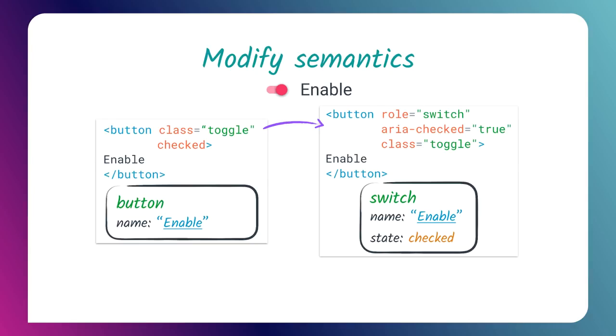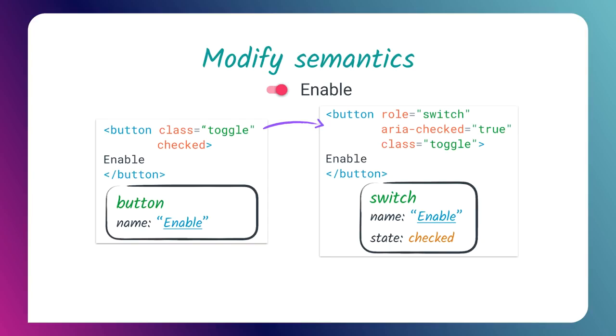ARIA can also be used to modify existing element semantics. So for instance, let's say I've got a button element that I want to turn into more of a toggle button, like an on-off switch type of control. I can give it a role of switch. I can give it an ARIA checked state of true or false. And now I've modified the semantics of this control, and it's an even more specific kind of thing. It's like a toggle button, right?